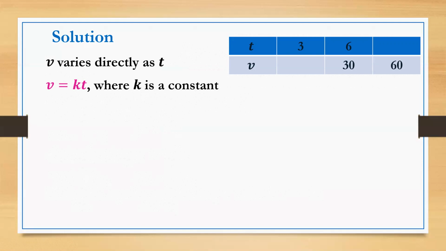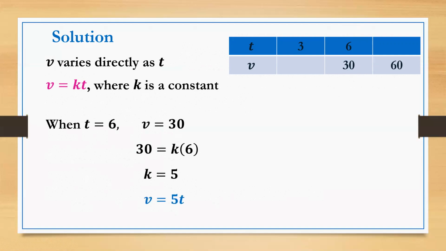Now, we have 3 different columns, but you can see here that we have a value of t as well as the value of v. So I'm going to use these 2 values. When t equal to 6, v equal to 30. So I get 30 equal to k times 6. That is 6k equal to 30. And k will be equal to 30 over 6, which is 5. So the equation connecting v and t is v equal to 5t.